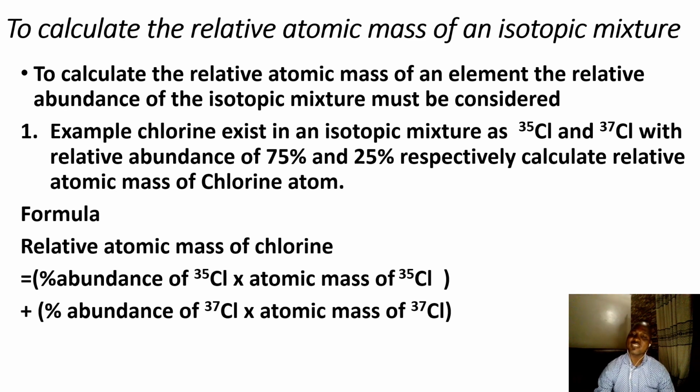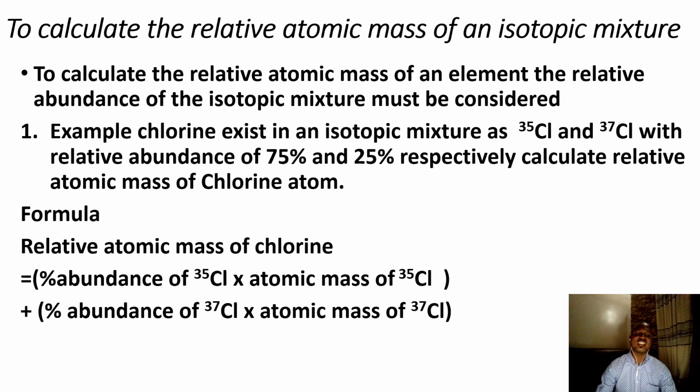Remember, both chlorine 35 and chlorine 37 have atomic number 17 each. So they have relative abundances of 75 and 25 respectively. This means that chlorine 35 has a relative abundance of 75, while chlorine 37 has a relative abundance of 25.